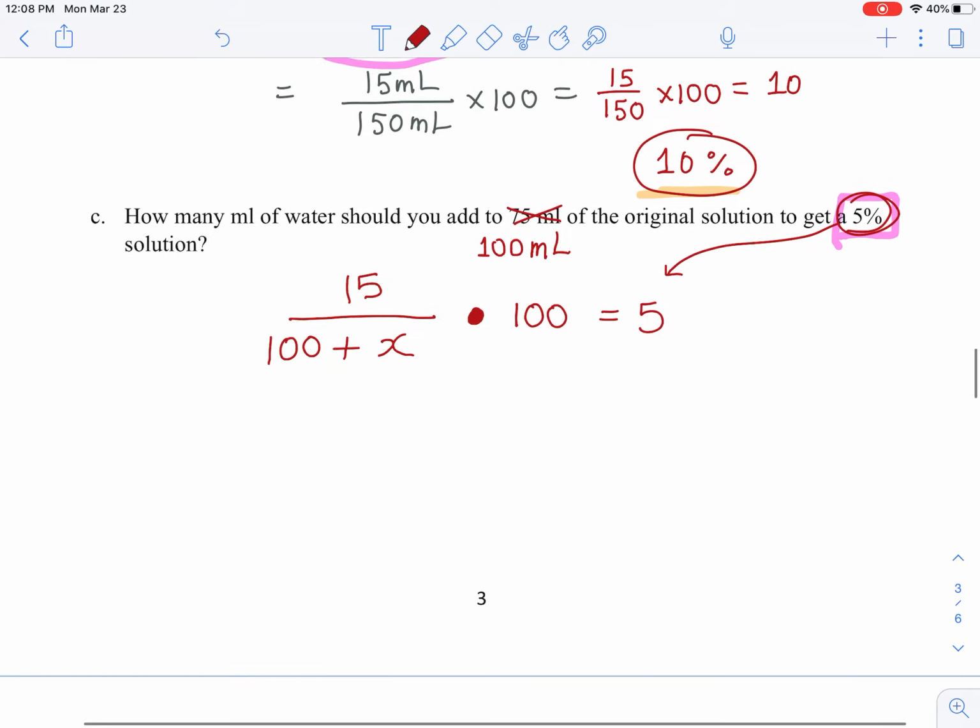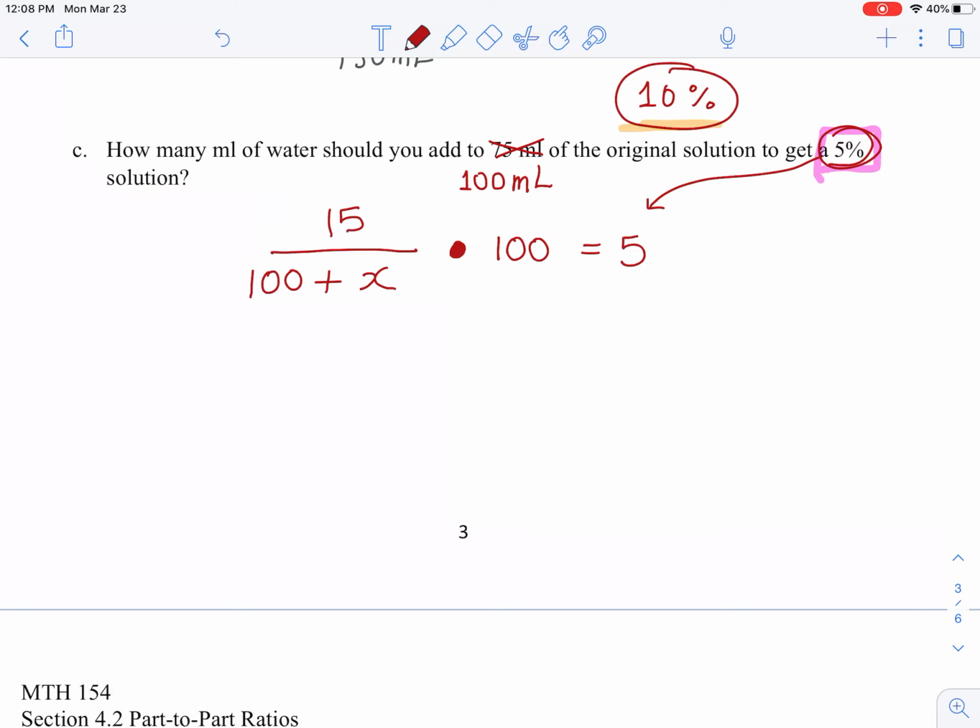Let's go ahead and solve for this. Let's divide both sides by 100. If I divide both sides by 100, I will get 15 over 100 plus X equals, let me make notes here. Dividing this by 100, dividing by 100. This is now gone. And the right side is going to be 0.05.